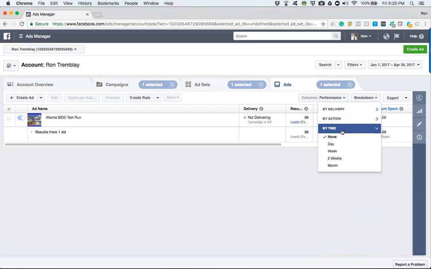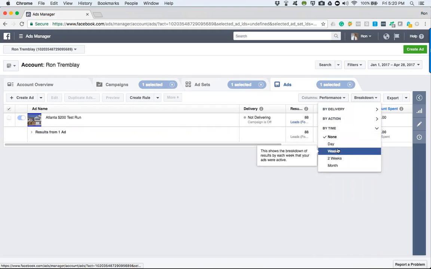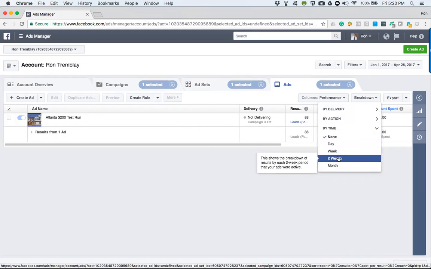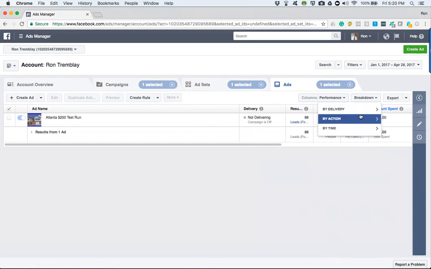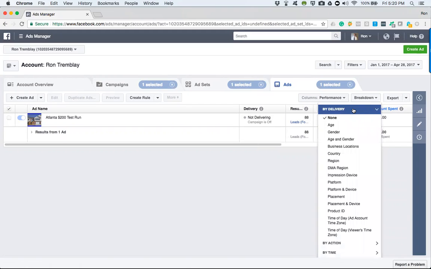Now, within the buy time portion, it breaks things down based on the time frame that they were there. So the main portion is going to be the buy delivery.